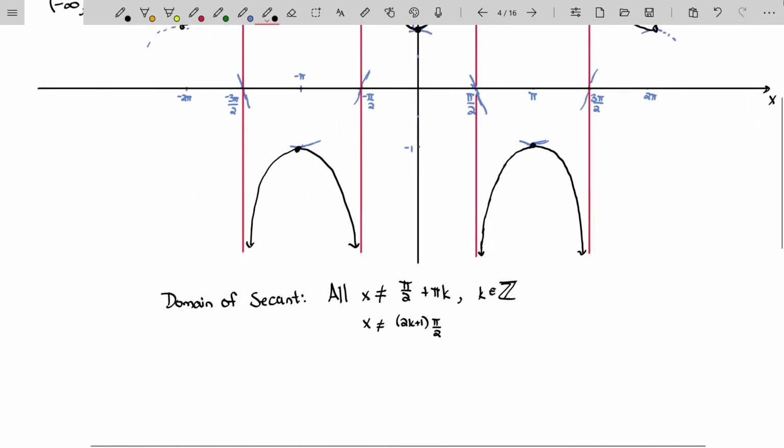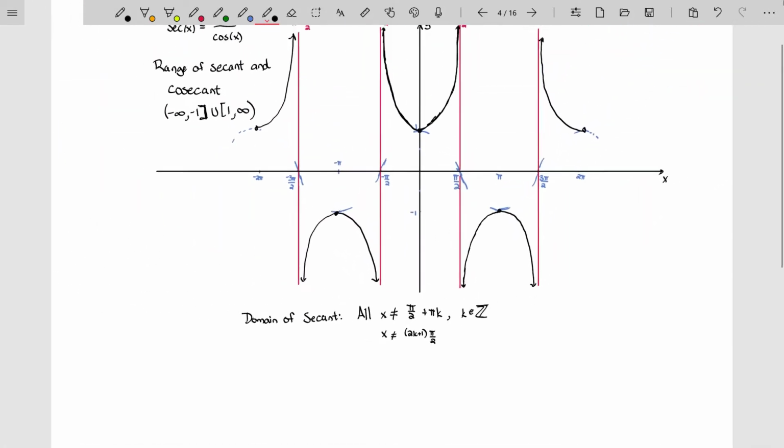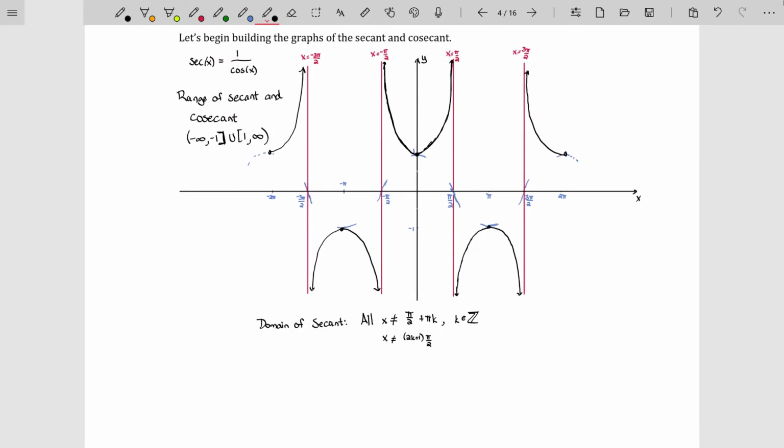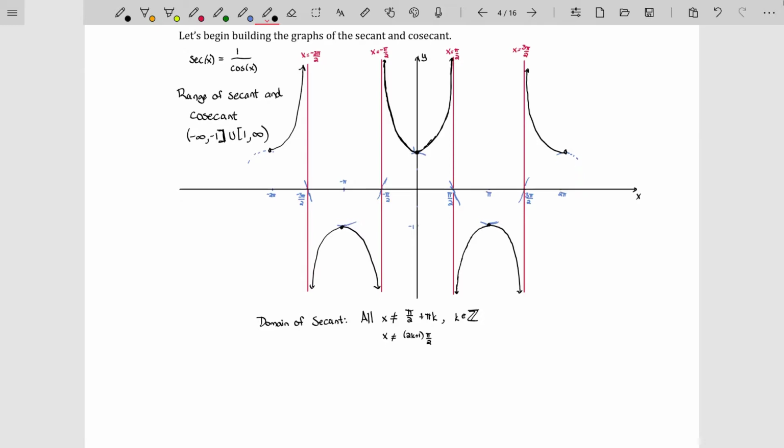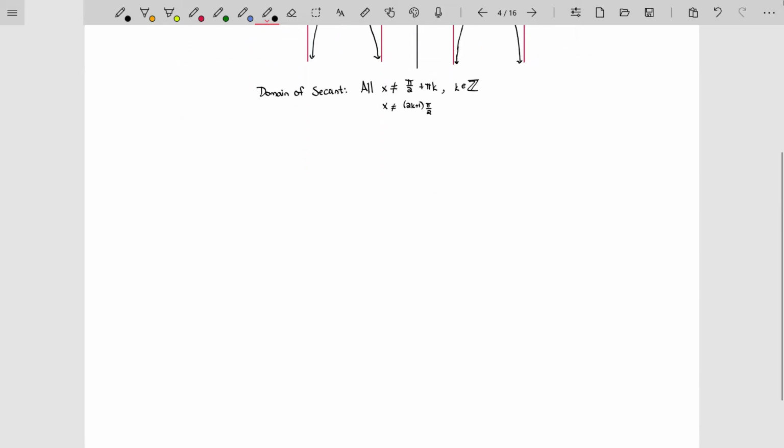But that's a list of all of our domain issues for the secant function, and that is our base secant curve. I would never start with the base secant curve. I would always start with the base cosine and then graph the secant based upon that. Let's do the same thing for the cosecant now.